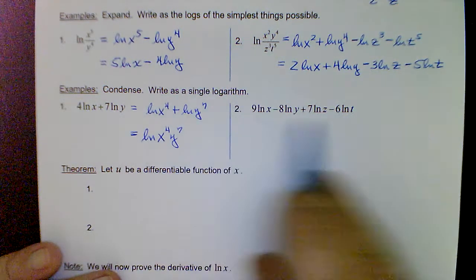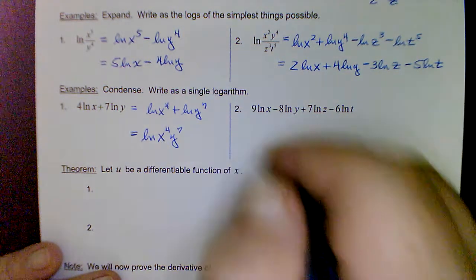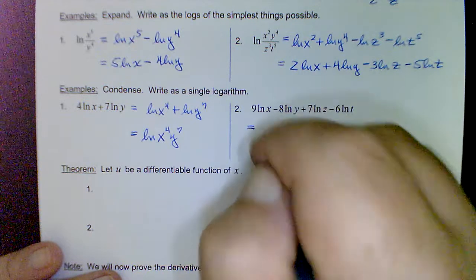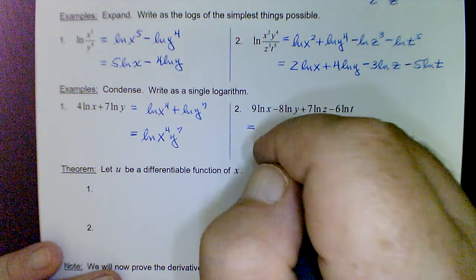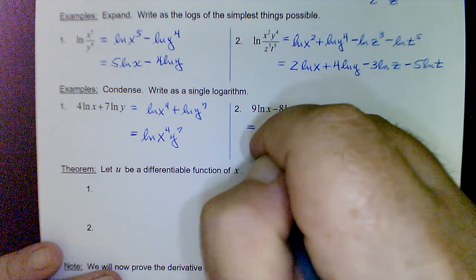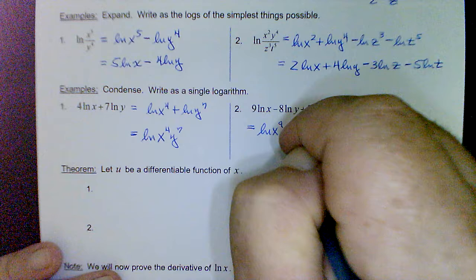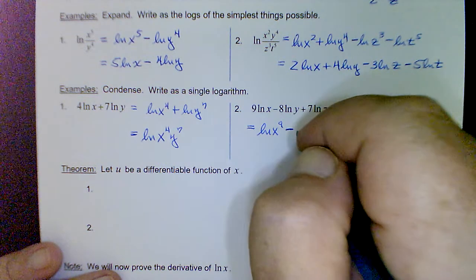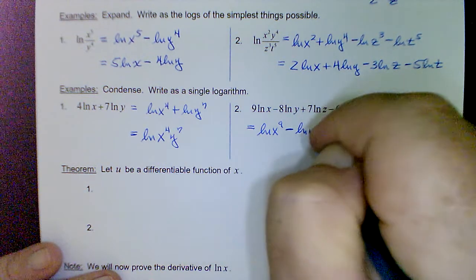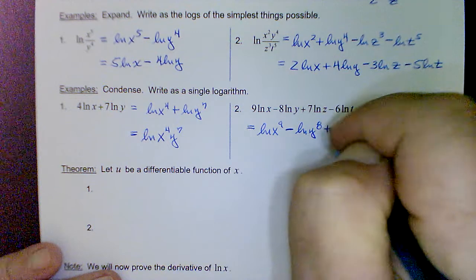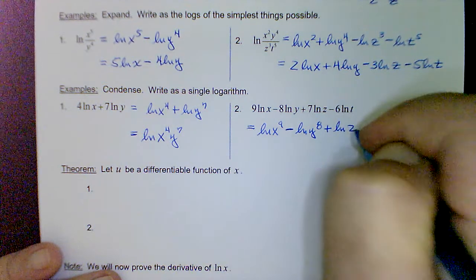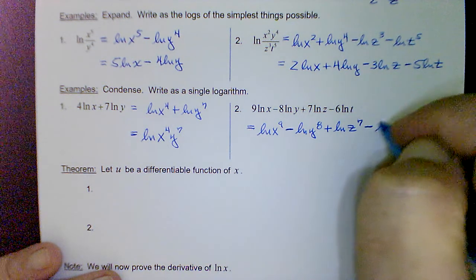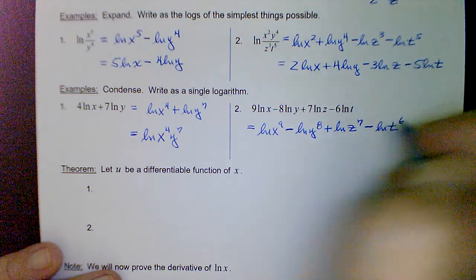This example will show how the general property is helpful. First step, once again, bring the coefficients up to be the powers on the arguments of the logarithms. So we have the natural log of x to the 9th. Leave the sign though, just bring up the magnitude of the number. So minus natural log of y to the 8th plus, bring up the 7, natural log of z to the 7th. Leave the minus, bring up the 6th, natural log of t to the 6th.